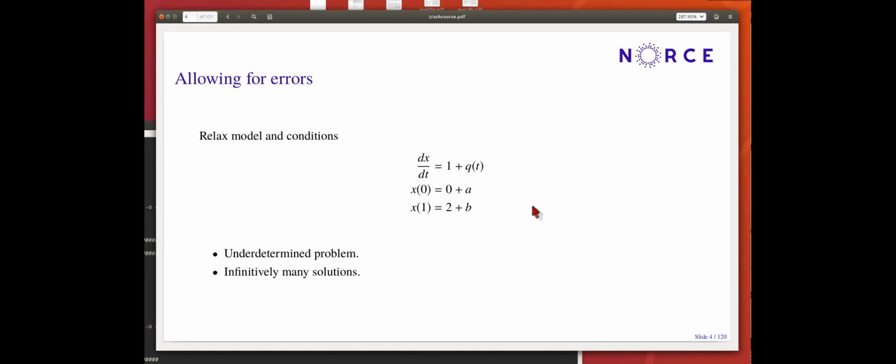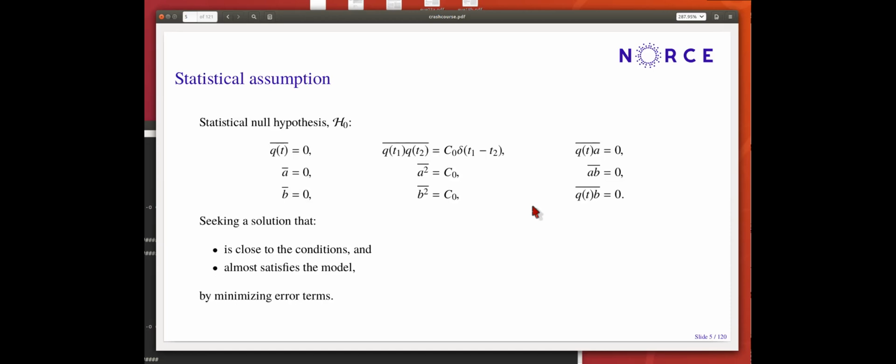Now the problem is that I have no conditions on these errors. So now the system is underdetermined and there are infinitely many solutions, because I can choose a, b, and q arbitrarily. That means I have to make some assumptions on these error terms, and this is what I call my null hypothesis. I say that for q, the mean of the errors, or the expectation of the errors, is equal to 0. So it's kind of an unbiased problem. The expected value of the errors is 0, but I have a variance.